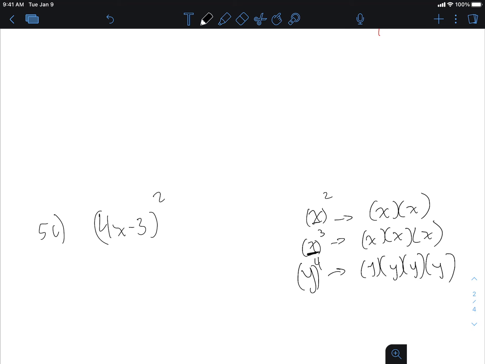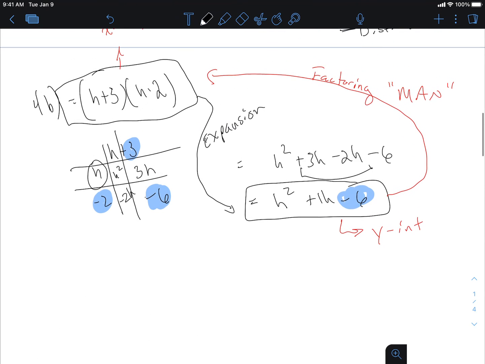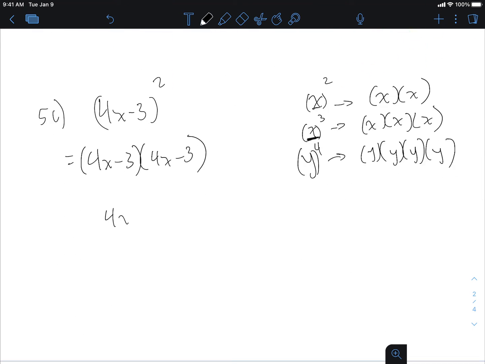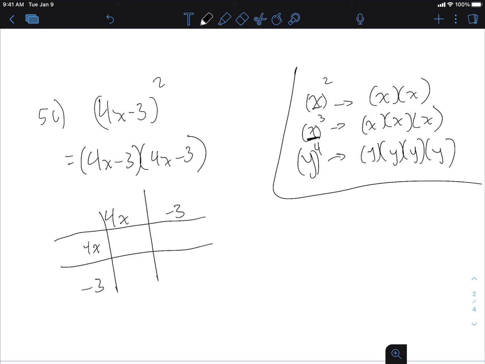So that's all we're going to do. We're just going to write it out twice: 4x minus 3 multiplied by 4x minus 3. Now this looks like this, so you just do the same thing. We write the table, 4x minus 3, 4x minus 3, and you fill it in with multiplication. 4x times 4x, that's 16x squared.